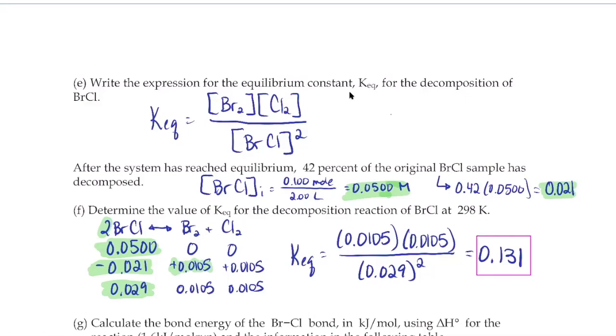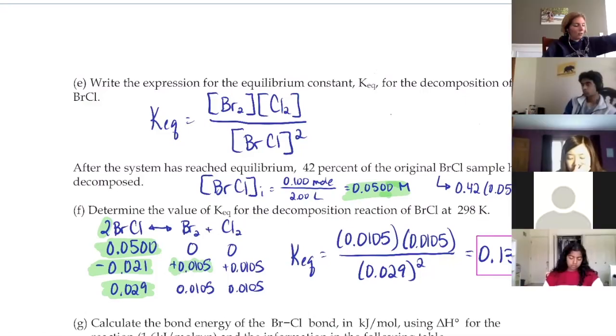That means this is a reactants-favored reaction. The reverse reaction is favored. It stays mostly as BrCl. It doesn't turn into a ton of product. Any questions on E or F?